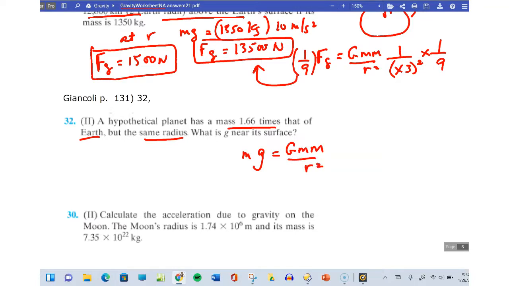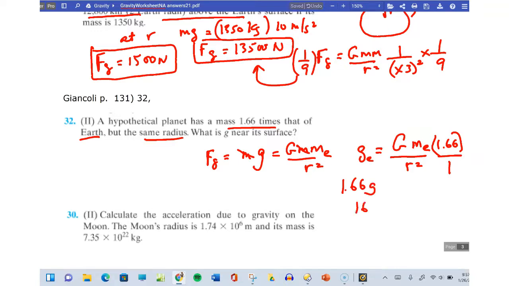The weight equals the force of gravity. The mass of the small body cancels out. The big body stays, so g depends upon the mass of the large body. For Earth, this is what it looks like. But this planet is 1.66 times the mass of the Earth with the same radius. So the bottom doesn't change, and this g is 1.66 g, or 16.6 meters per second squared.